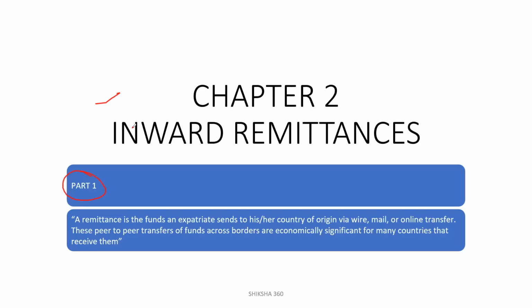So first thing we have to know here: what is the meaning of the word remittance? A remittance is the funds an expatriate sends to his or her country of origin via wire, mail or online transfer. We will discuss one by one how they send the funds via wire, mail or online transfer. Clear? Basically, remittance is from one country to another. These peer-to-peer transfers of funds across borders are economically significant for many countries that receive them.